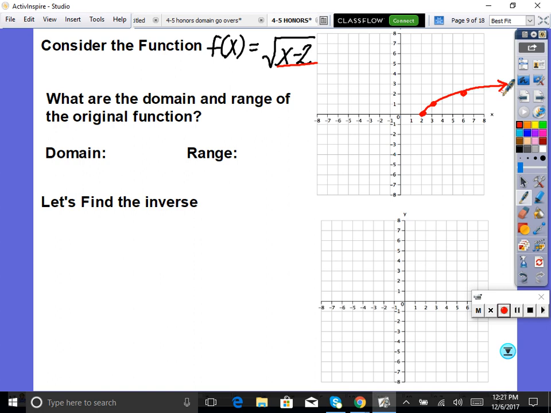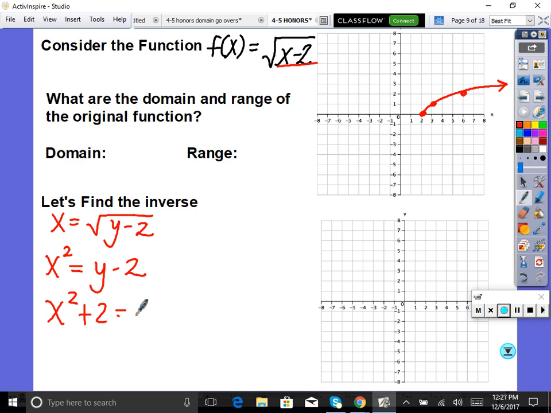It says, find the inverse. So let's find the inverse. Algebraically, we would go like this. x is equal to the square root of y minus 2. What would we do next? x squared equals y minus 2. Then we would have x squared plus 2 equals y. Am I right? So f inverse of x is x squared plus 2.